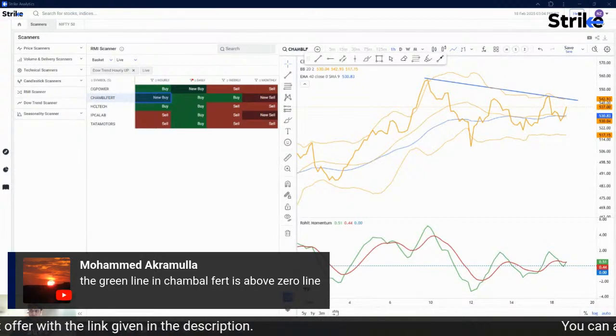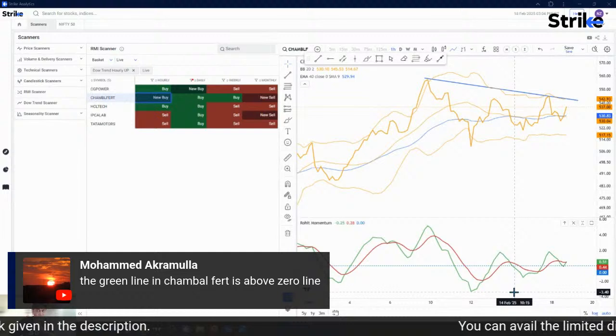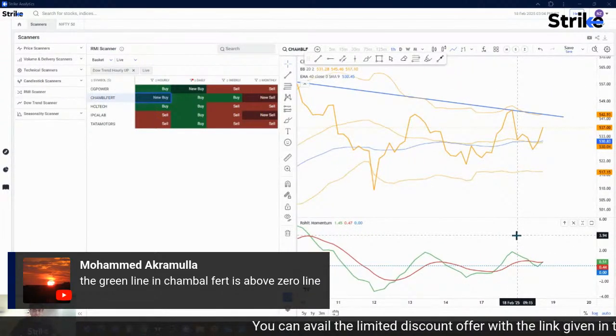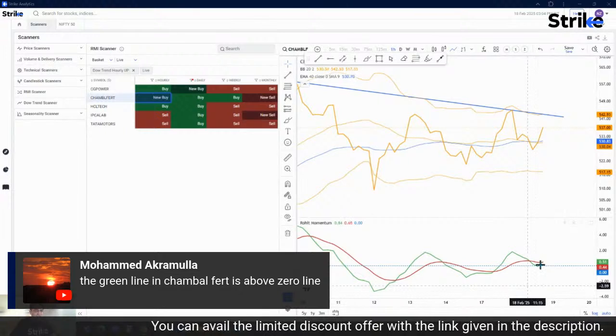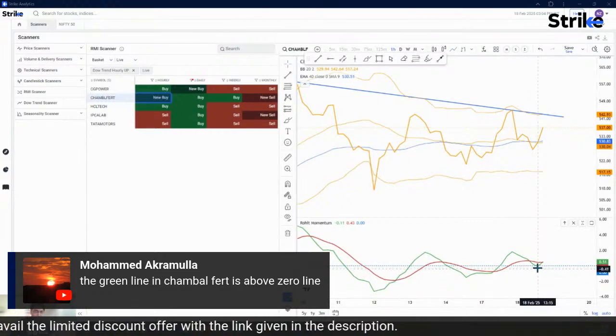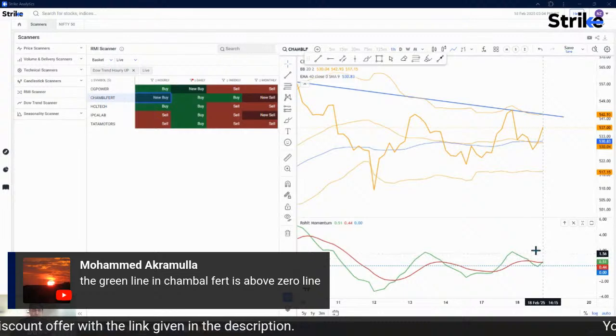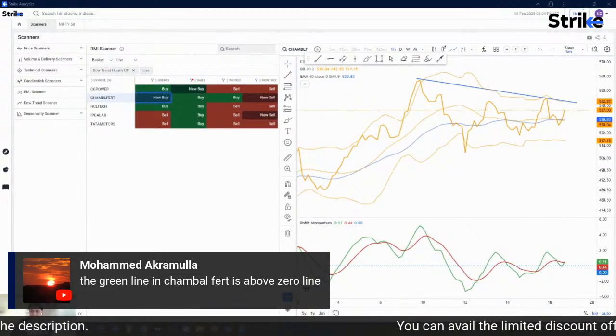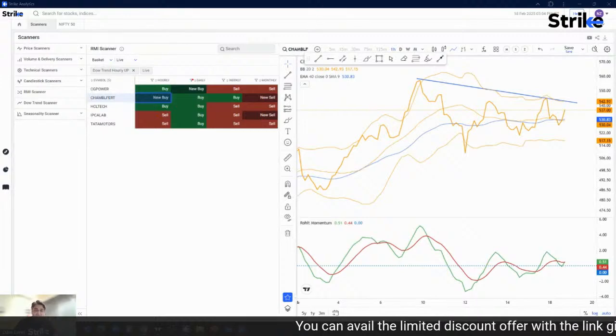Mohammed Akramullah ji is saying that the green line in Chambal is above the zero line. Yes, it is above the zero line, but it has touched the zero line and then given a new buy. So it is a valid new buy signal.